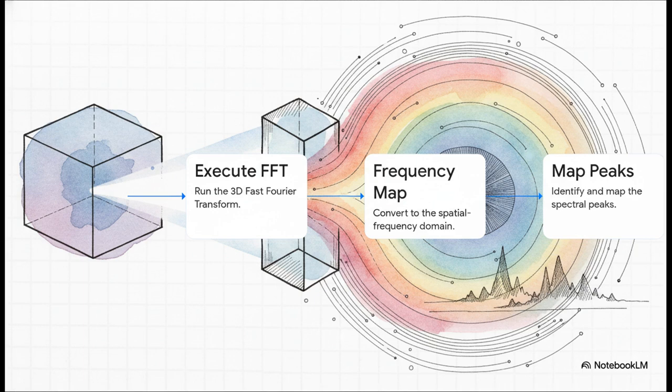Just like a prism separates white light into distinct individual colors, this 4-step pipeline cleanly breaks down our physical spatial data into deterministic frequency waves. We take that 3D tensor, run it through a 3D fast Fourier transform, convert the space into a frequency domain, and then simply identify the power spectral density peaks.